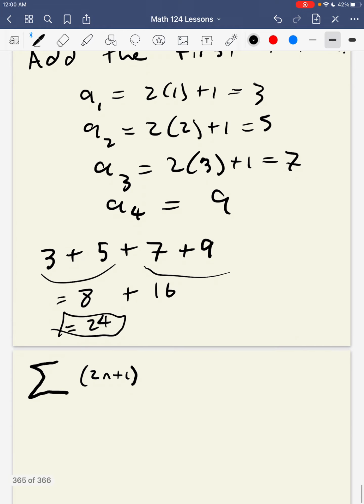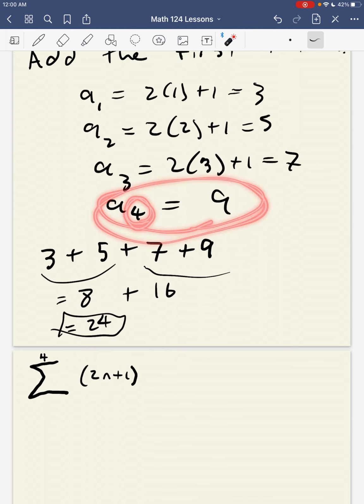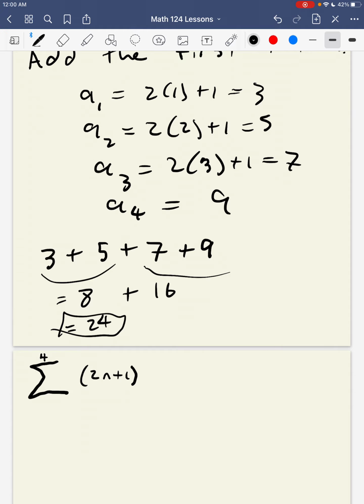Now notice in the above sum, we started by plugging in a 1, and then we incremented up to 2, then up to 3, then up to 4, and then we stopped. So we can represent that in the more compact symbols by putting the 4 on top, which means the fourth term is the last term we use in the sum. And since we started with plugging in a 1, we put n equals 1 on the bottom.